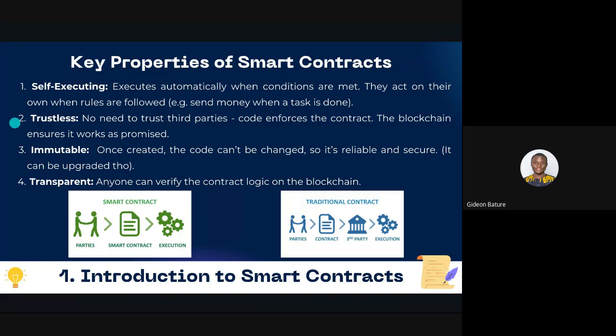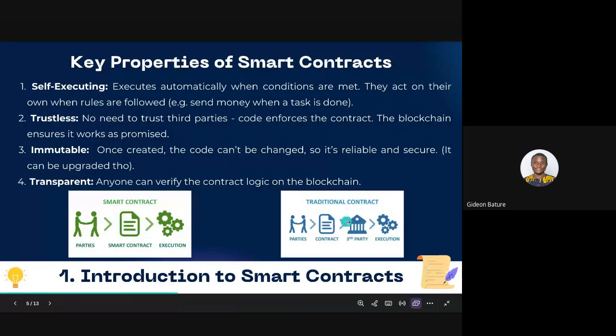This person actually made this transfer. This person actually carried out this transaction and all of that. So this picture is just to illustrate, right? Where your smart contract, you have the parties involved. The smart contract is there for the execution of the contract between the parties.